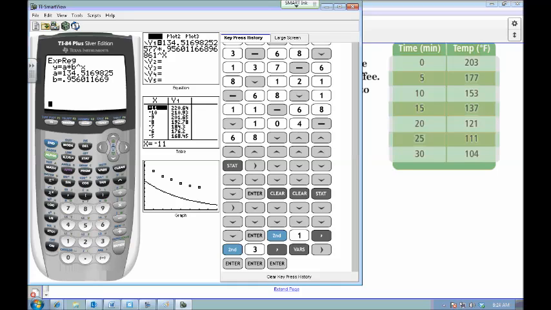134.52 times the base. The base. Heather, what would the base be rounded to 2 decimal places? The B. What? No, B. What's B rounded to the hundredths? 2 decimal places.